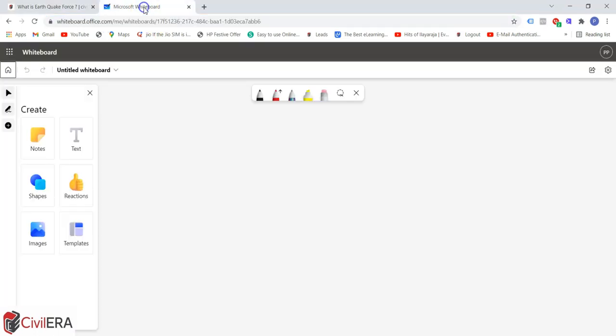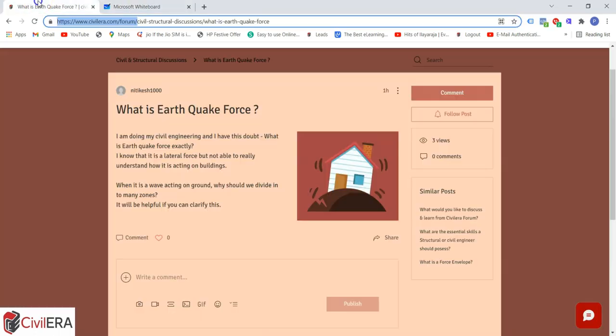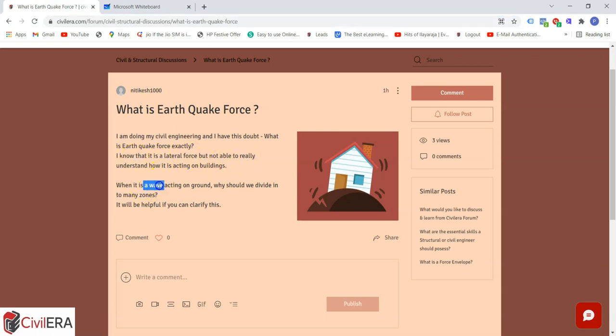Now, answering him, I will take this into two parts. What is earthquake force? So many things that in his question also he is posting, like, I know that it is a lateral force, but not really able to understand. When it is a wave acting on ground, why should we divide into many zones?